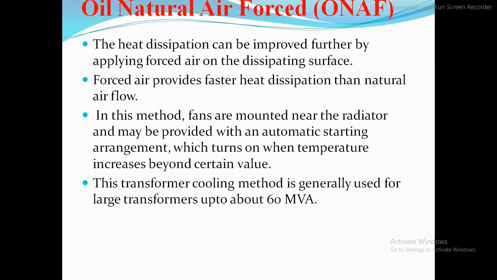The heat dissipation can be improved by further applying forced air on the dissipating surface. When natural air is not enough to dissipate heat, then we have to provide forced air by using fans and blowers. This transformer cooling method is generally used for large transformers up to 60 MVA.